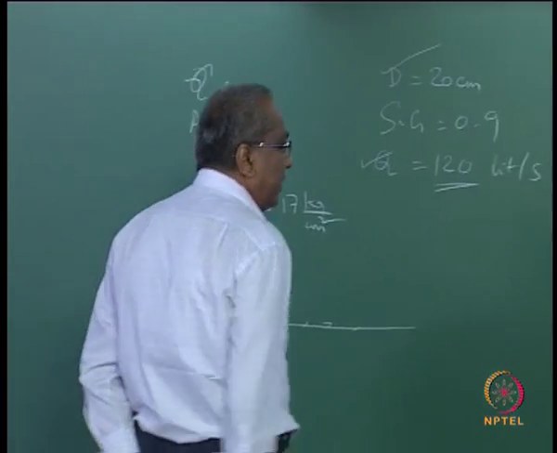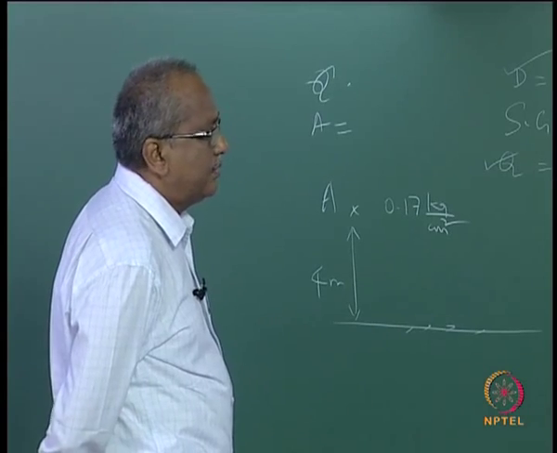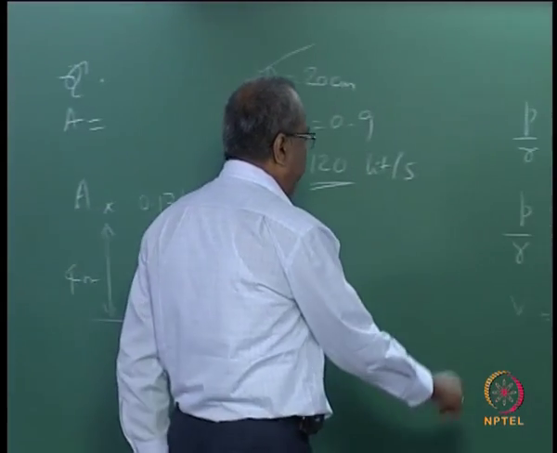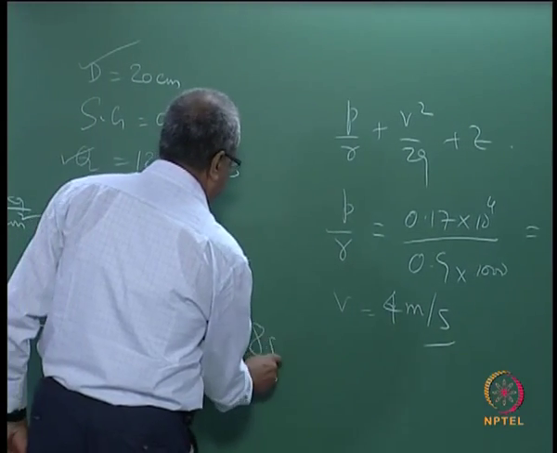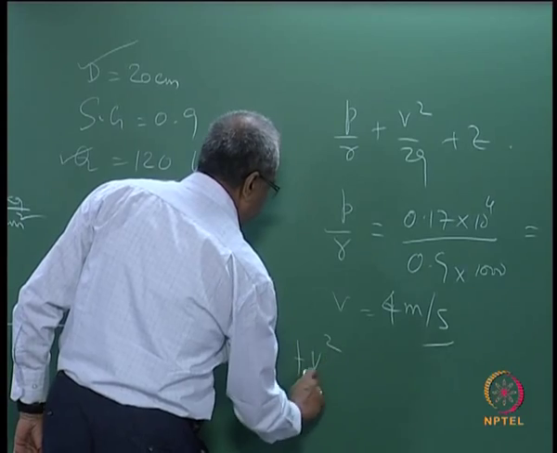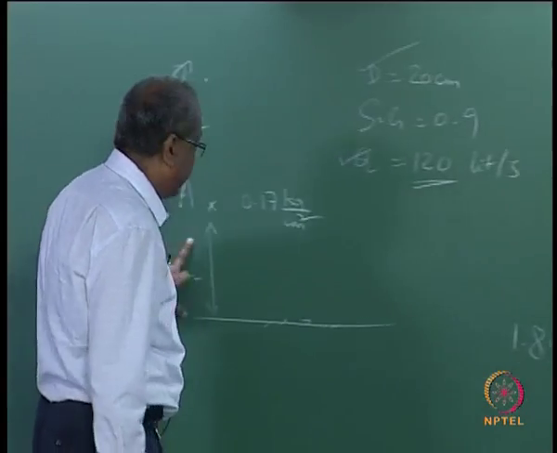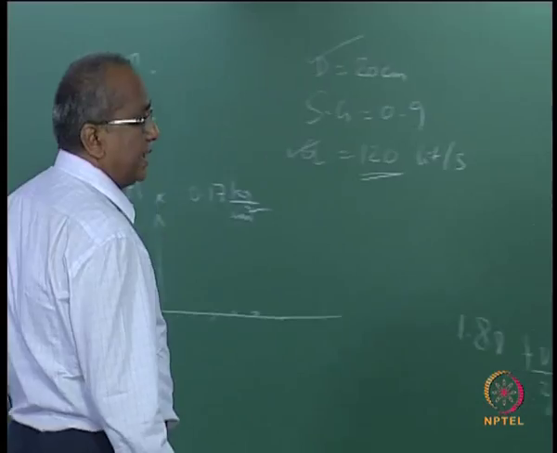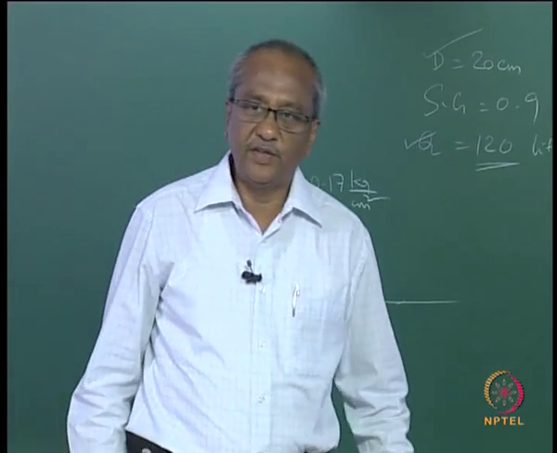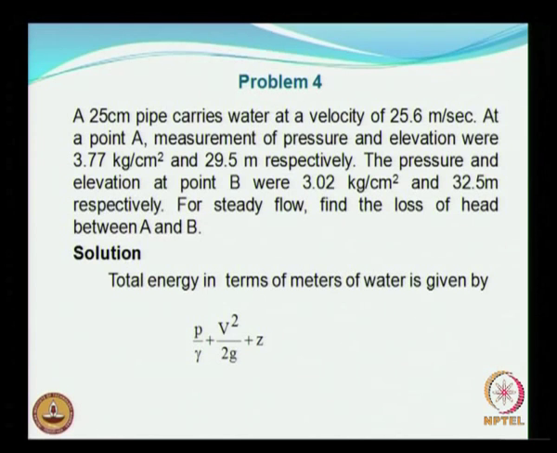So velocity head will be V square divided by 2G. So the total head will be pressure head, that is 1.88, plus V square by 2G, V is already known, plus you have to make sure that you include this datum head, that is 4 meters. So you will get that as 6.69 meters of oil. So this is a very simple problem. So next is the next problem.